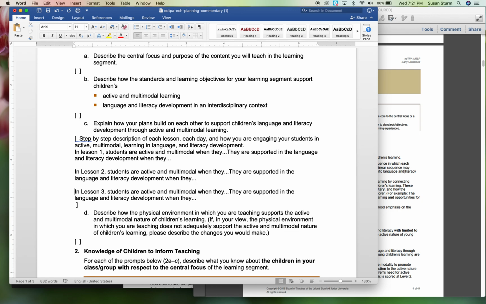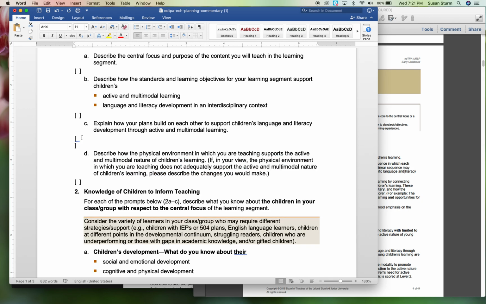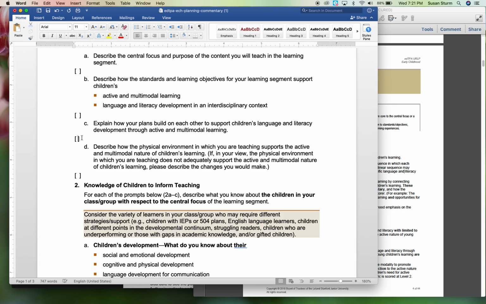So each lesson gets its own little subsection here in this response. And in that, you're going to explain how your plans build on one another and do all of the things that they're looking for in this early childhood edTPA. So that one's pretty straightforward and clear. You just need to make sure you structure it in a way that is organized and clear and talks about all of the things that you're doing.